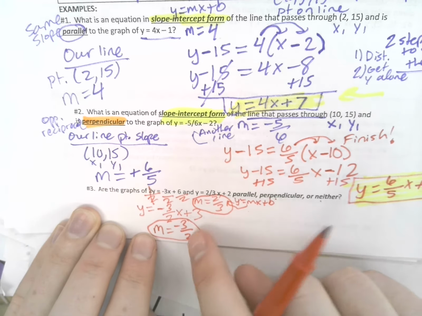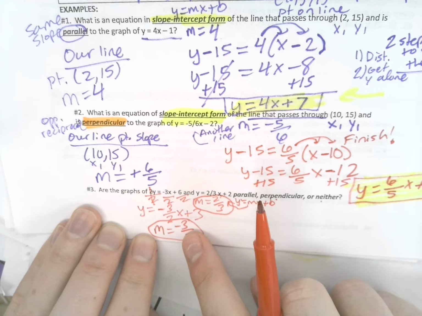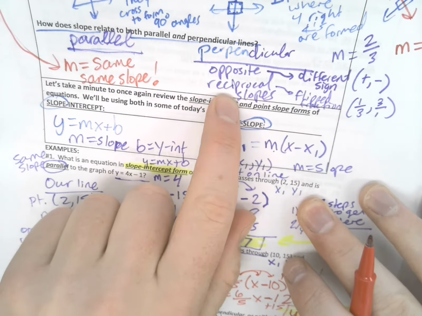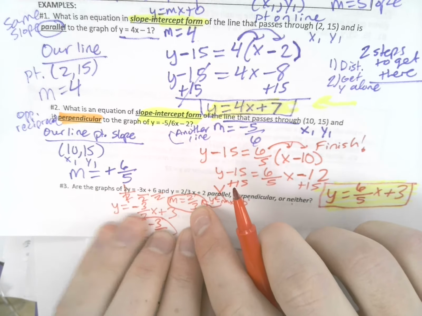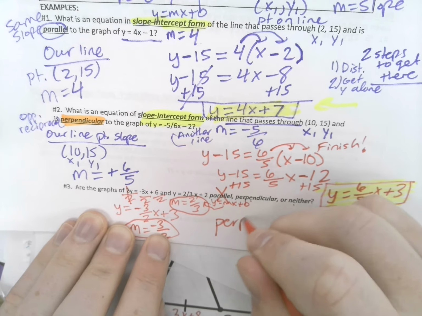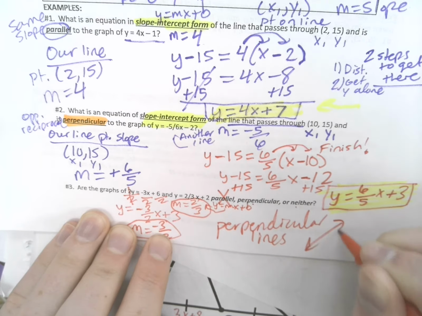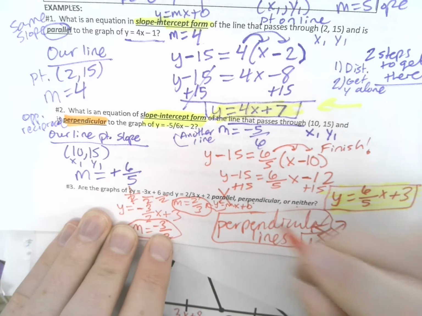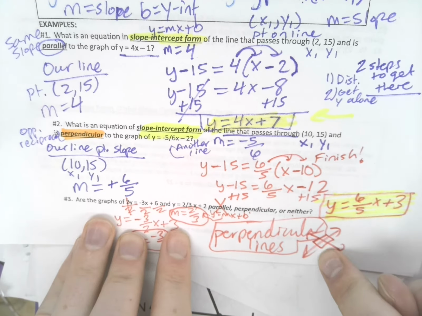So here are our two slopes. Are they parallel, perpendicular, or neither? Well, they're not the same slope, so it can't be parallel. Are they opposite reciprocal slopes for perpendicular? Different signs and flipped. Let's see. Positive 2/3, negative 3 over 2. Ooh, these are perpendicular lines. They're doing this action right there. Yeah, we got some perpendicular lines. They are intersecting to form 4 90-degree right angles.